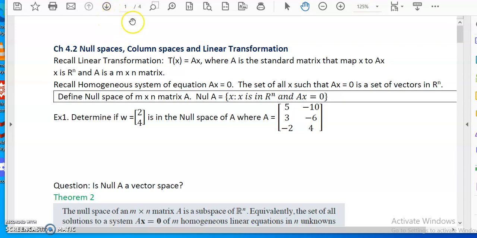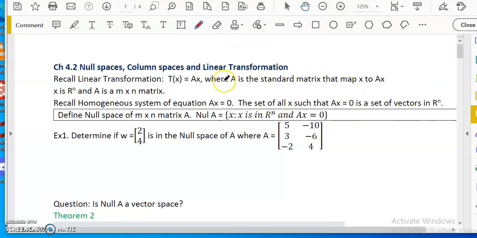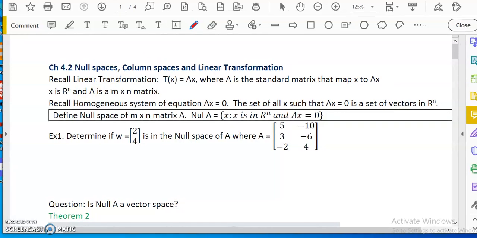So what's this matrix about? This matrix is related to a linear transformation. If I have a linear transformation called T, where I send x to Ax, then A is the standard matrix that maps x to Ax. We talked about this in chapter 1. A is an m times n matrix, so I have m rows and n columns. So this x would be like those weights that combine the columns of A into a new vector.